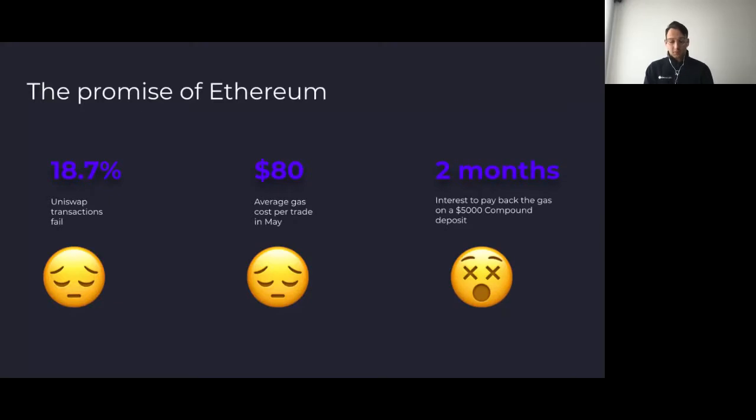And we do have some great lending and borrowing rates, but if you were to open a $5,000 deposit on Compound now, you'd have to wait 2 months to gather interest and rewards just to pay back the gas you paid to open it. And of course, 2 more months if you want to actually unwind that position. And on top of that, there are generally the quirks of the blockchain.